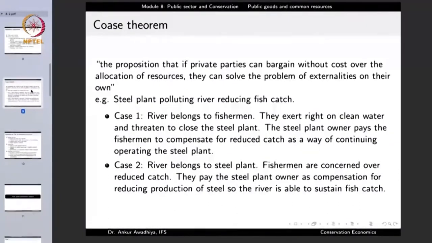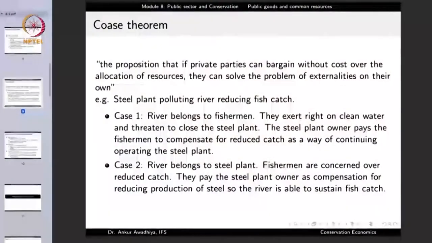And here we also looked at the Coase theorem. The proposition that if private parties can bargain without cost over the allocation of resources, then they can solve the problem of externalities on their own. Now, this is something that we have seen before. But the important thing in Coase theorem is that it does not matter who has the upper hand. That is, whatever be the situation, the private parties can come to a solution to the externalities. They are able to bargain without cost.